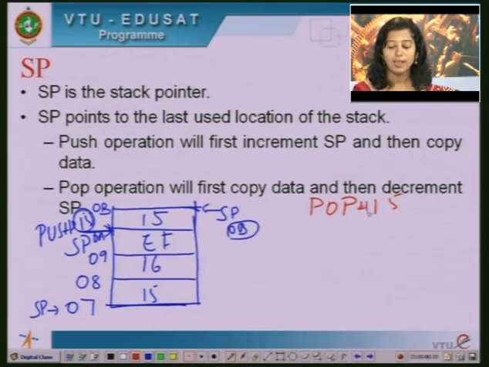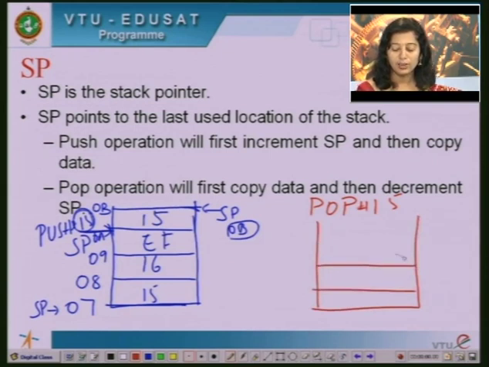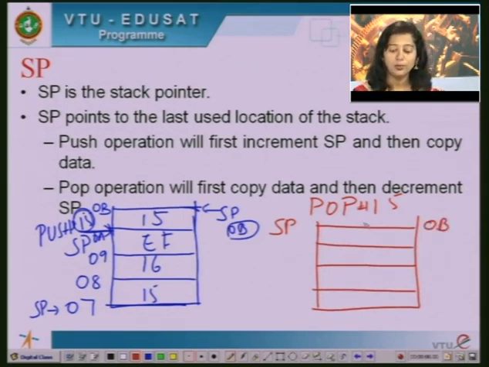That means I just have to take out the last entered data. So from the stack, as usual, the stack pointer is pointing to 0B. So what should I do? I'll see whatever is saved in this 0B and I will take it out. 15 is taken out from here. So now this becomes empty.